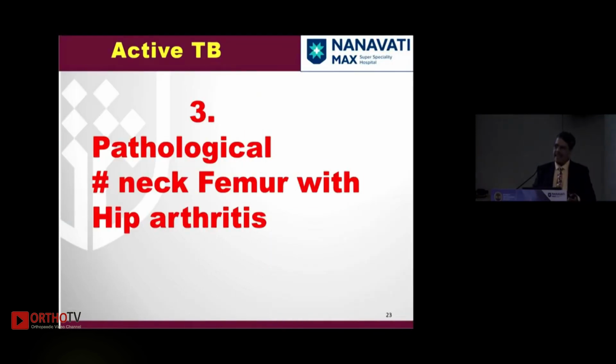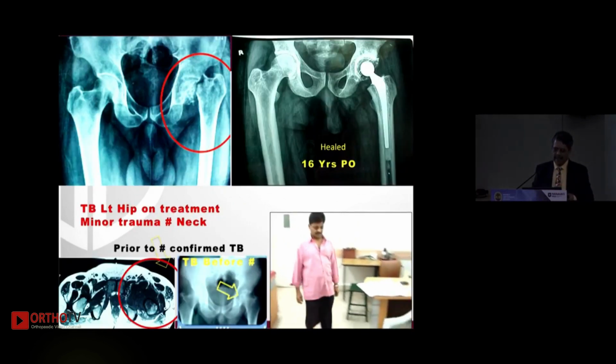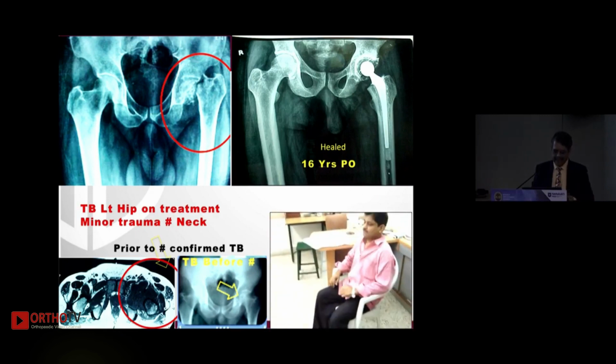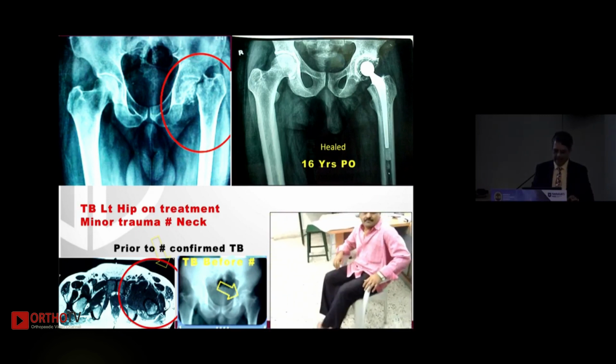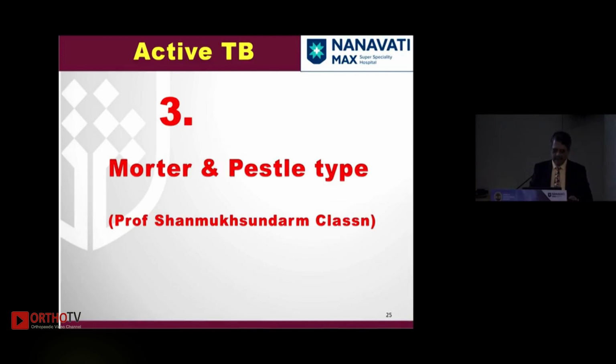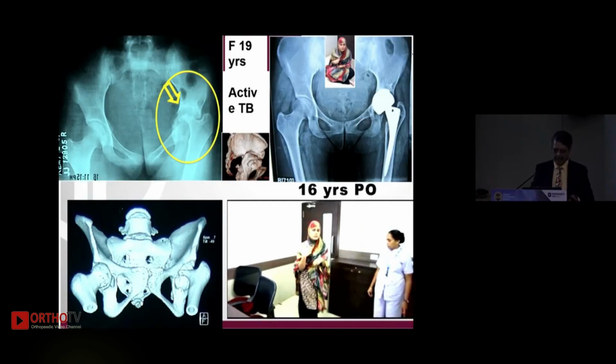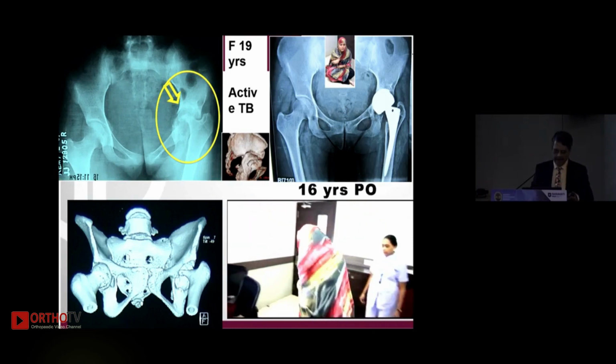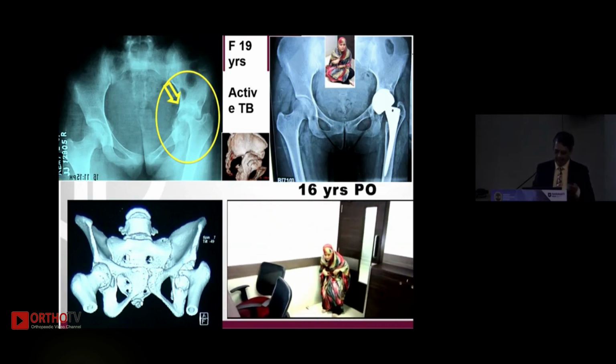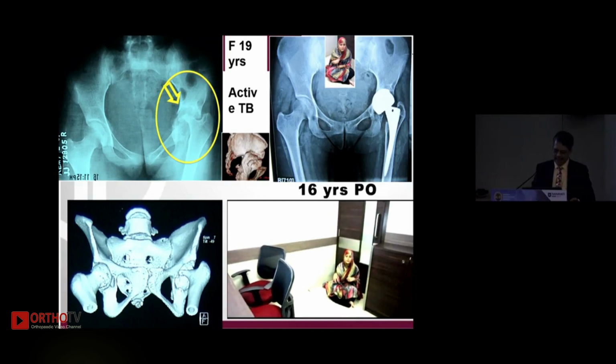A pathological fracture patient had a TB hip, arthritis, and he had a minor trivial fall, and he developed a fracture neck femur with arthritis. An ideal case, MRI also proved everything, active TB. Mortar and pestle type, she came from Lucknow with classical features and responded very well to anti-TB medication. And we operated, that time metal was there, but excellent activity.